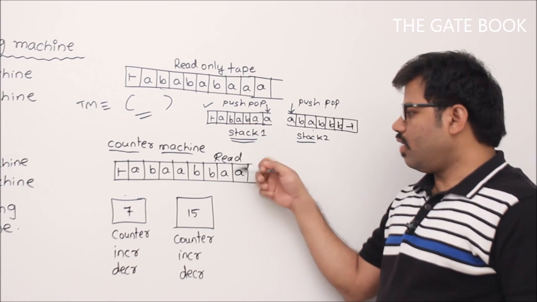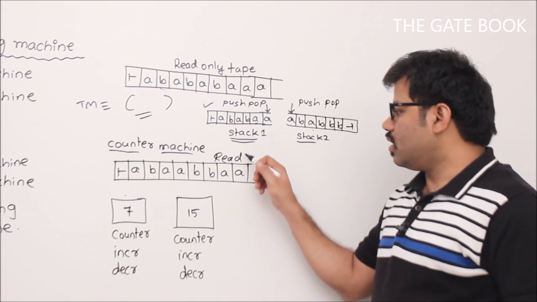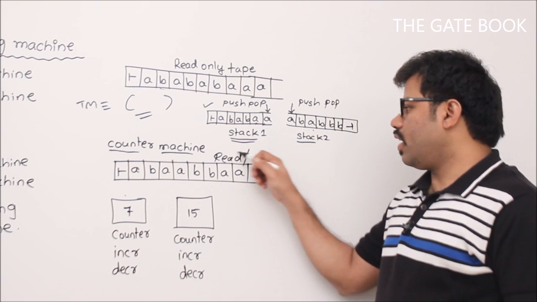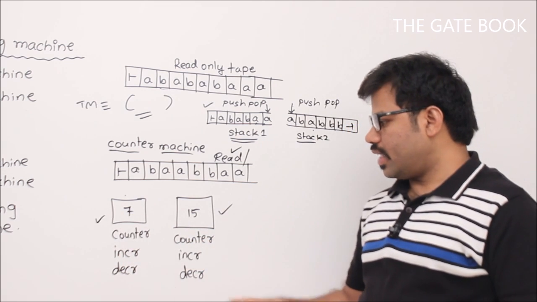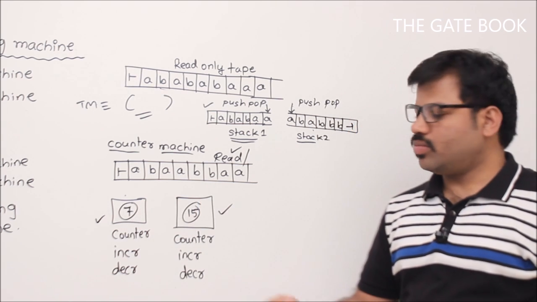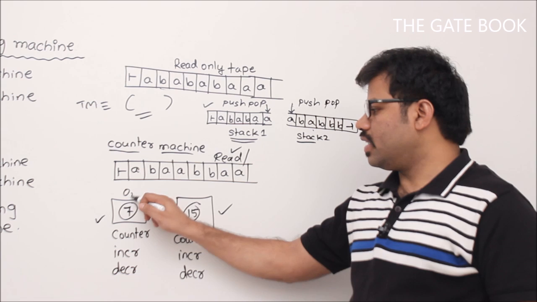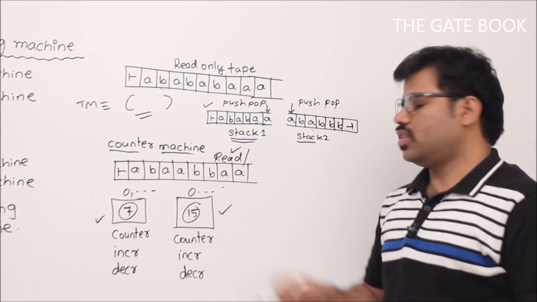If you have a read-write tape, then definitely it is exactly like a Turing machine, correct? That's why we have a restriction. You have only a read-only tape, but you have two counters. Each counter can represent non-negative integers. Assume you can represent integers from 0 to anything. Here also, in the other counter, you can maintain 0 to anything.